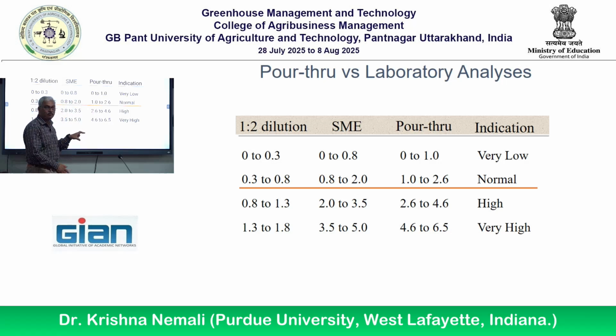And gives you a lower value. So just keep in mind, this is the range that you want to follow with pour through. You may get slightly lower values for your bulk EC, but it won't be too low. Okay.